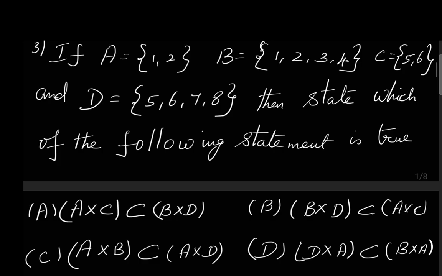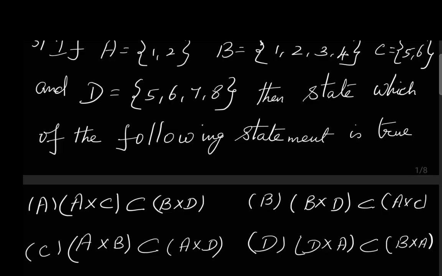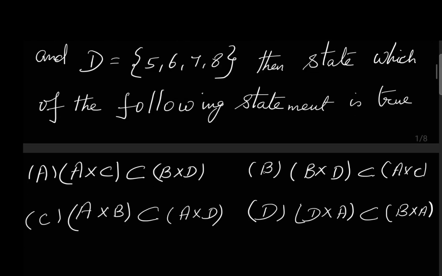Next is the third sum. A is the set 1, 2, B is 1, 2, 3, 4, C is 5, 6, D is 5, 6, 7, 8. Then state which of the following statements is true. See, the sets are given, but you have to combine them in cross products of the sets. So you take the first option. Let me check the first option. A cross C is a subset of B cross D.